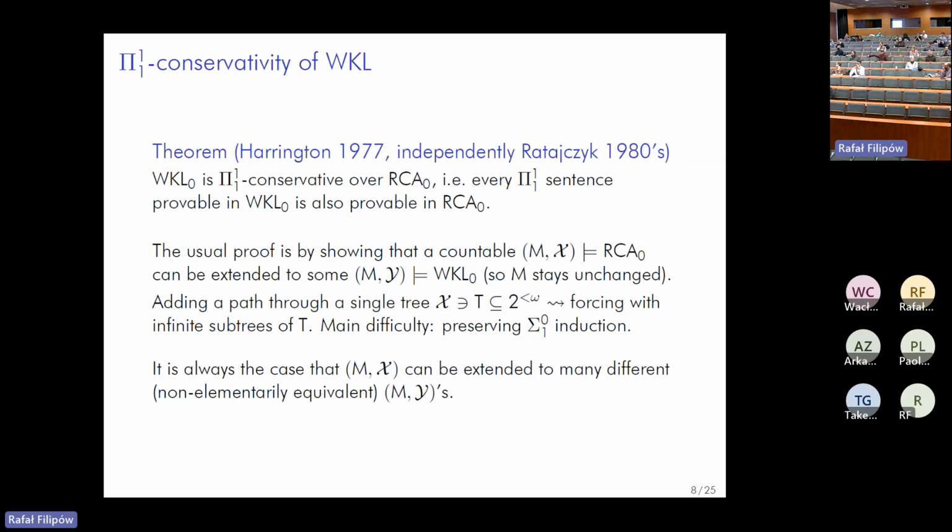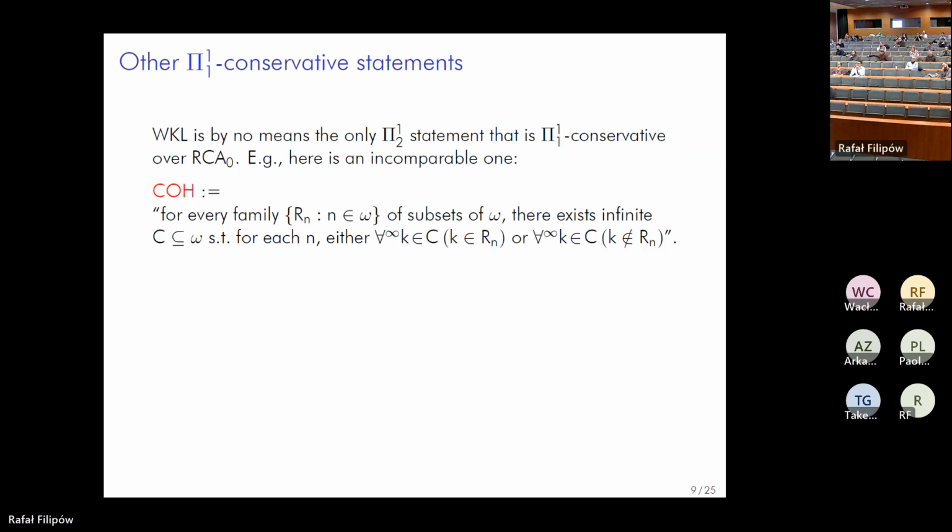So firstly, there are lots of ways to extend the model of RC0, preserving the numbers, to satisfy König's lemma. You can get lots of non-elementarily equivalent models of König's lemma, starting from a model of RC0. And secondly, König's lemma is not at all a unique or a maximal Π^1_2 principle that's Π^1_1 conservative over RC0. So for example, here's another principle that's also Π^1_1 conservative.